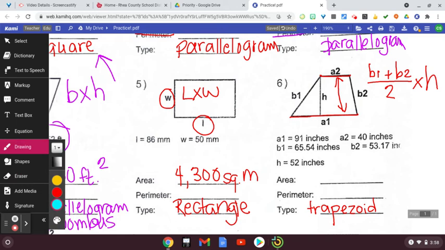Okay. So we're going to take and add B1 plus B2. But if you take a look down here, we've got A1, A2, B1, B2, and H. This worksheet is going to try to confuse you. Most 6th graders would automatically go right into this B1 and B2 and say, oh, that's it. But those are not your bases. It's A1 and A2. So what you're going to do is add these 2 values up. So you've got your 91 and 40.